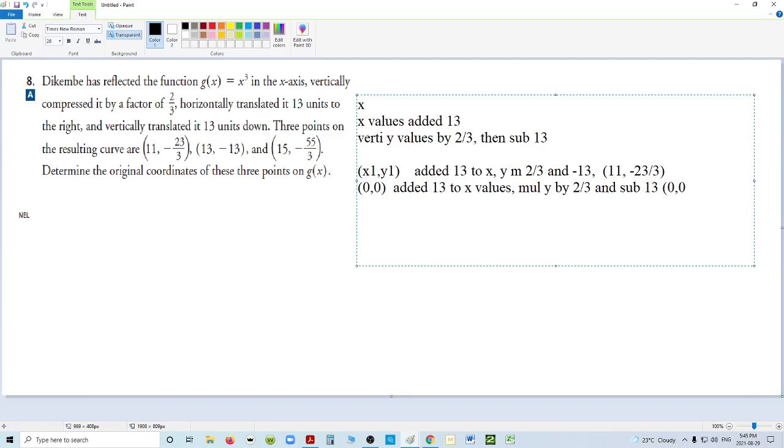And then the last one, he came up with, he took an x value and a y value, and he added 13 to x values, and he ended up with 15. So if he added 13 to the x value, it's obviously 2, right?